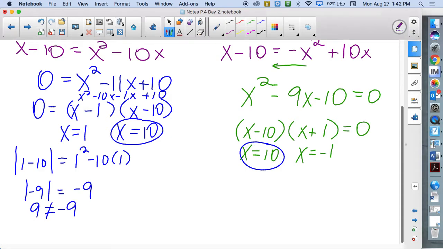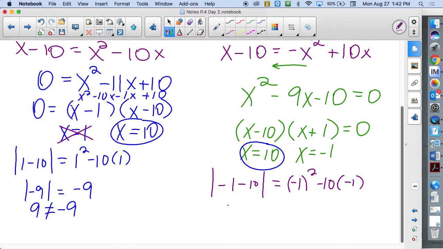So Eris, what does that mean about 1? It's not an answer. That one's extraneous. Doesn't work. I'm going to check the other one just to make sure it works. So I would have negative 1 minus 10. Negative 1 squared minus 10 times negative 1. Just to make sure this is okay.